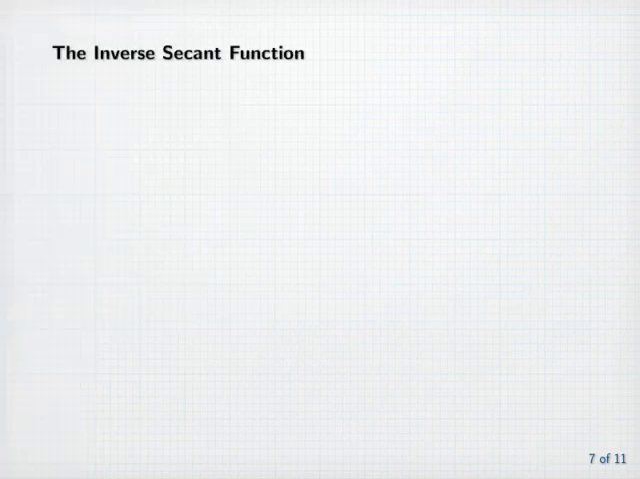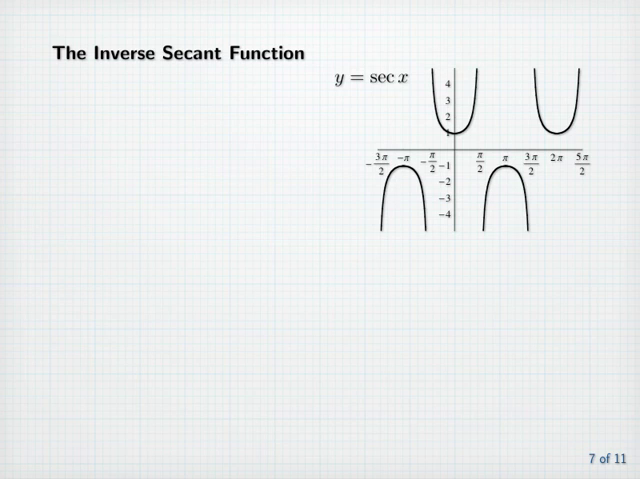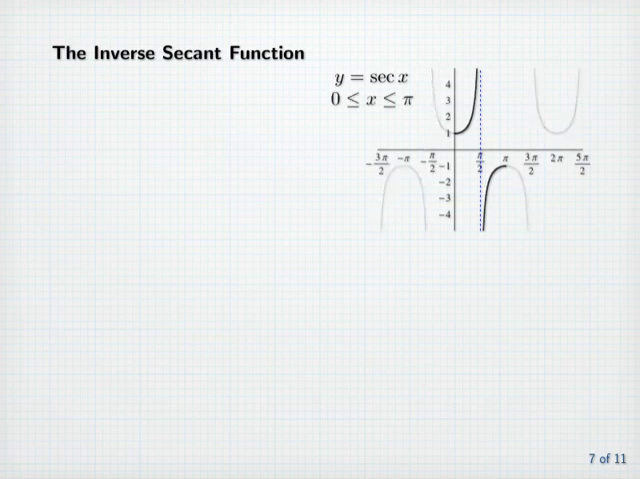The inverse secant function. We begin with the graph of y equals secant x, whose domain consists of all real numbers x that are not odd multiples of pi over 2, that is, all x where cosine of x is not 0. Again, this is a function with no inverse since it's not 1 to 1. So we restrict the domain in such a way that the function will be 1 to 1, and one way of doing this is to exclude from the domain all numbers outside the interval 0 to pi, leaving only one vertical asymptote at pi over 2. So our restricted domain consists of all x in the closed interval 0 to pi except pi over 2.